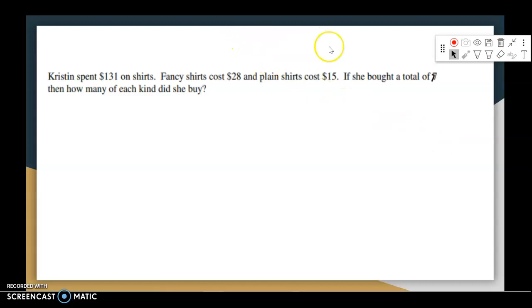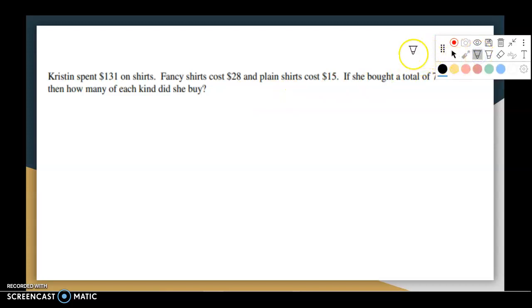All right, so we have Kristen. Kristen spends $131 on shirts. Fancy shirts cost $28, and plain shirts cost $15. She bought a total of, that should say 7 shirts. Then how many of each kind did she buy? All right, so that's what I want to know.